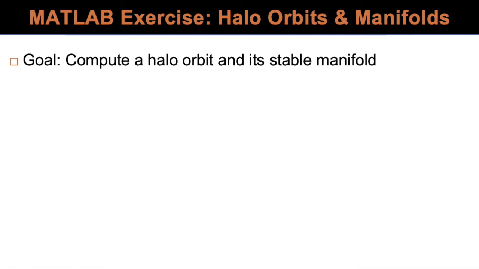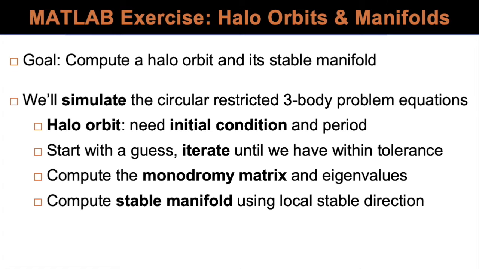We want to compute a halo orbit and its stable manifold, and we're doing this in the idealized model first. If you wanted to transfer it to the real ephemeris, I'm not going to be covering that here, but that'd be a whole other course, I think. So we're going to simulate the idealized circular restricted three-body equations. We need an initial condition for the halo orbit. We can get that from some previous work that was published in the 1980s, where they looked at not just a linear approximation, but nonlinear. Someone named Richardson. So we'll be using what's called the Richardson approximation.